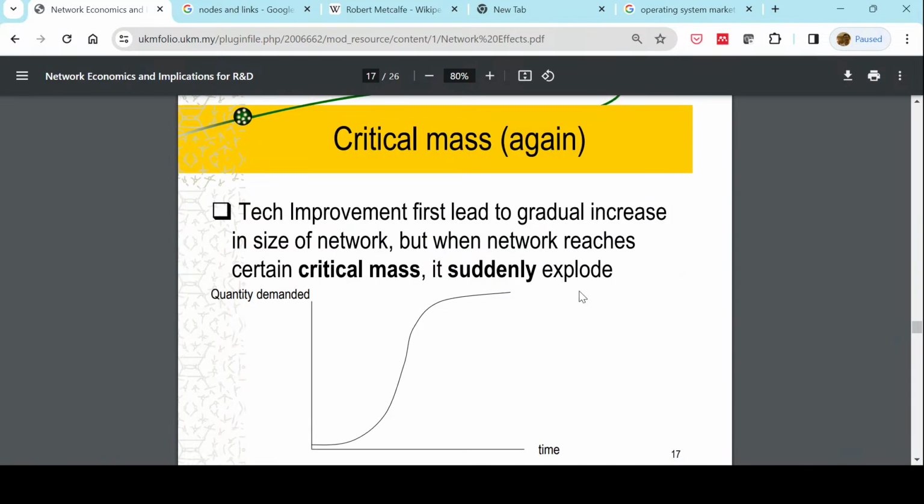So, critical mass. Do you understand now the words conditional and unconditional? I'll give you unconditional love. Critical mass: technology improvement first leads to a gradual increase in the size of the network.